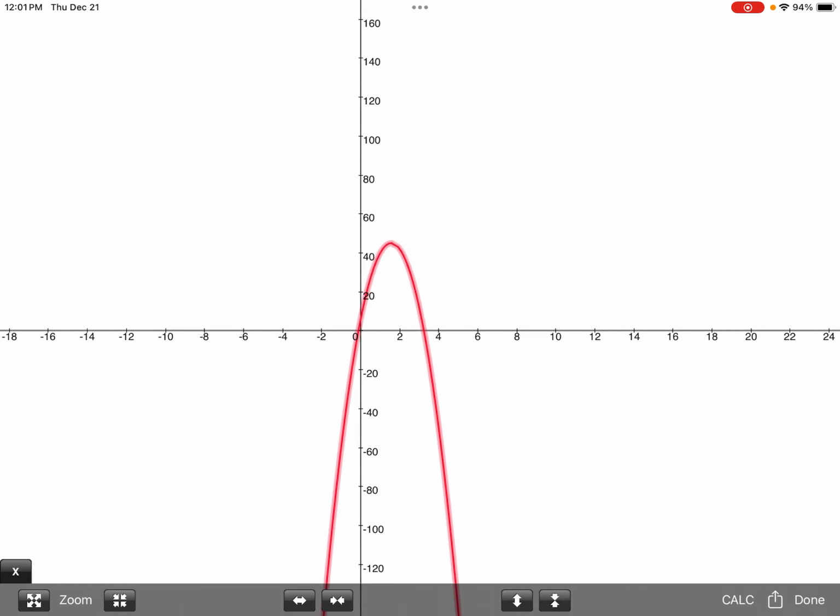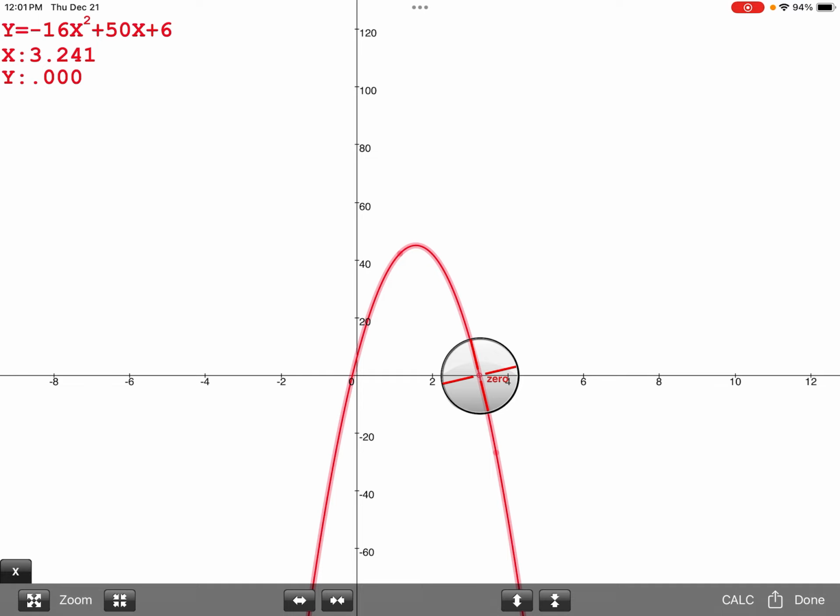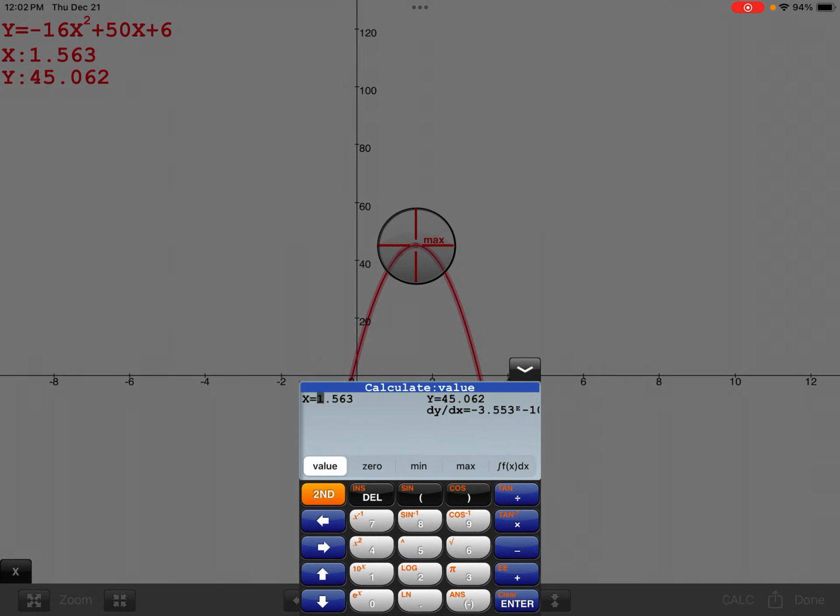And then there's the parabola that I was talking about. So for one thing, we should get 3.241. That's correct. And then also for the maximum, since I have a touch screen, I can just go like this and find out the t equals 1.563 and the height equals 45.062. If you don't have a touch screen, you can go to second calculate and then trace. And from the negative b over 2a, we got 1.5625 if I want to put all the decimals. And then it says the maximum value is 45.062.